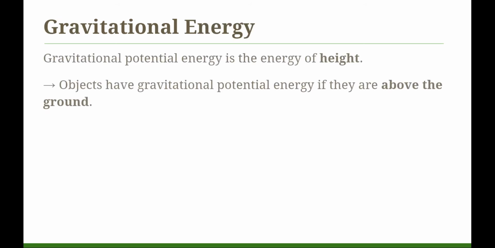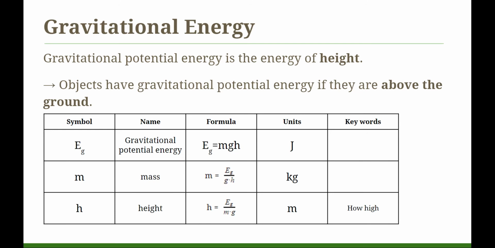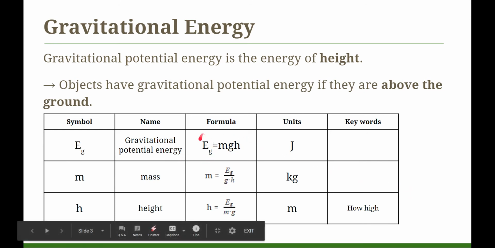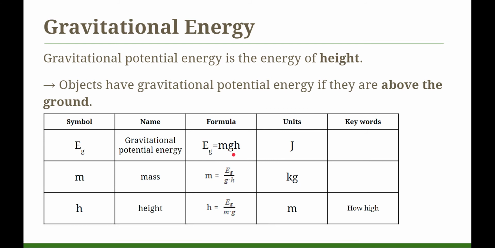Gravitational energy, remember, is the energy stored because of an object's height. So depending on how high it is off the ground, that's how much gravitational potential energy it has. If they are above the ground, they have some gravitational potential energy. The equation to calculate gravitational potential energy, which is abbreviated EG, is just right here. It's mass times G times H.